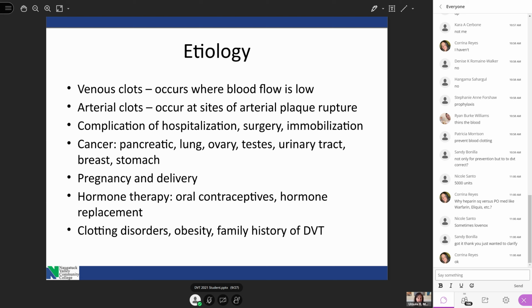So many, at least, I'd say there's probably about 25% of the patients in the hospital are either on, well, everyone's on, most are on heparin sub-Q, but they're on something for DVT prophylaxis. But there's also other problems that are associated.